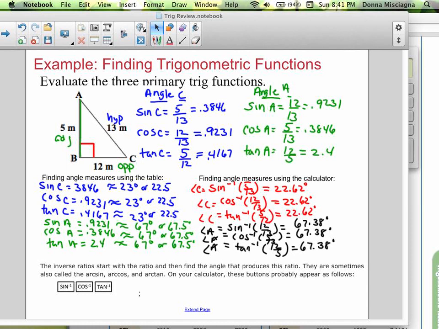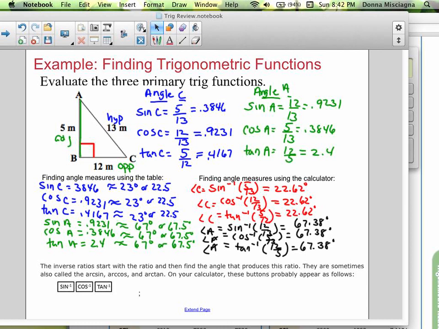All right, so the inverse ratios start with the ratio, and then you find the angle that produces this ratio. If we use the table, we can be accurate to the nearest degree. If we use the calculator, we can be more accurate. And you see, it doesn't matter which trig ratio you use. If you knew all three sides, you could just pick whichever one you wanted, right? But often we'll only know maybe two sides, and those two sides are going to dictate whether we use arc sine, arc cos, or arctan. They are sometimes also called the arc sine, arc cos, and arctan.